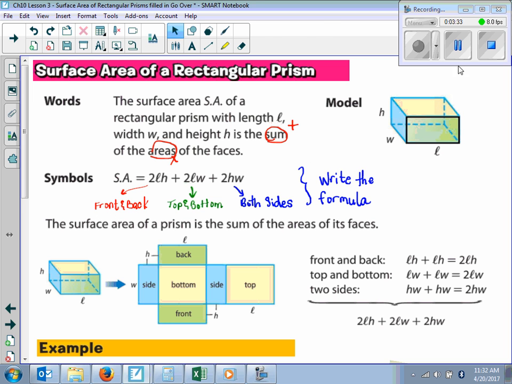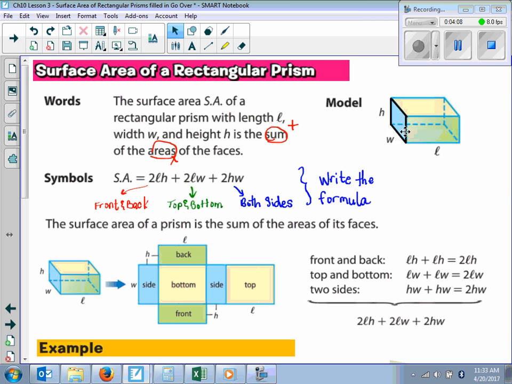Okay? Then we also have this next part, 2 times the length times the width. So here's length, and here's width. That's the top and the bottom. Is everybody with me on that? And since there's 2 of them, I just need to find the area of 1 and multiply it times 2. That's why we have 2 times the length times the width. Make sense? All right.